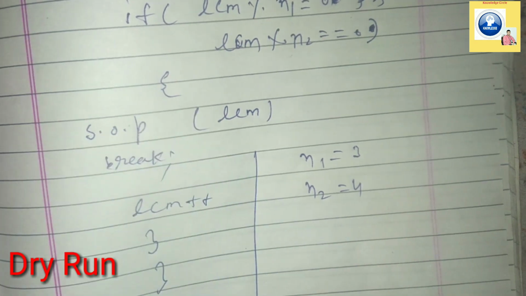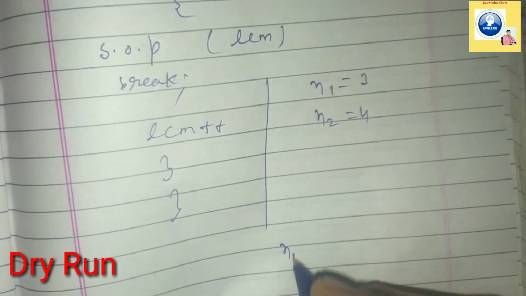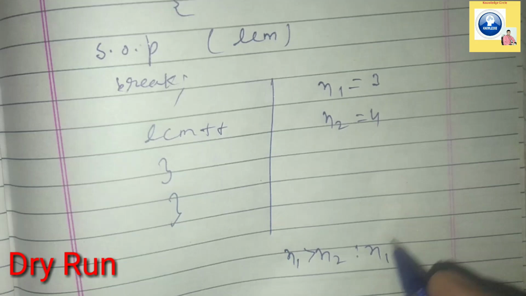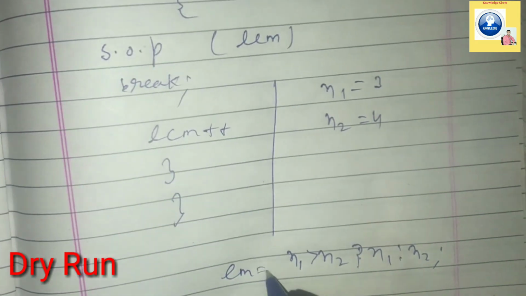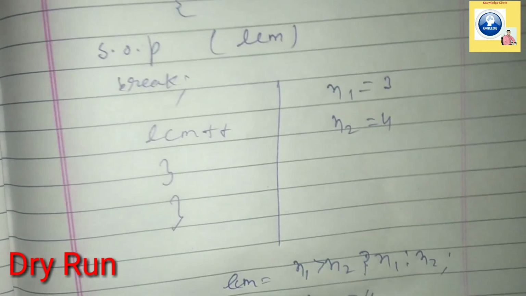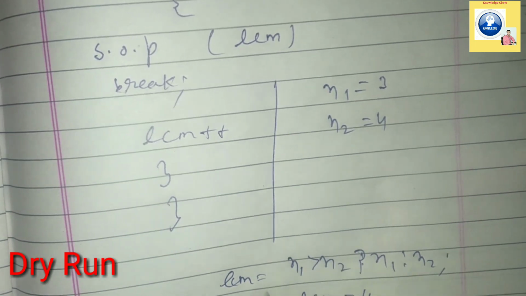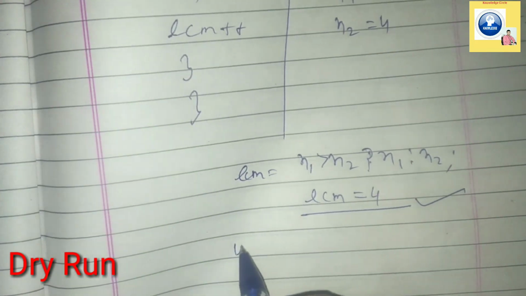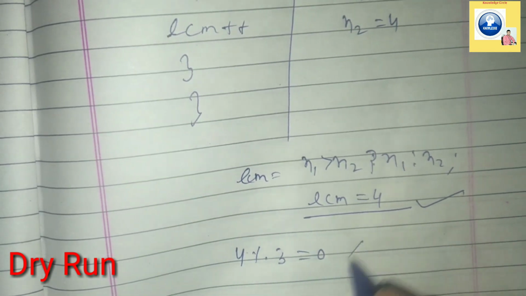Now let's see the condition before the loop: n1 greater than n2, question mark, then n1, and otherwise n2, and we store the result in LCM. So what will be LCM here? LCM will be 4. As per this condition, the greater value is the second value, so n2 will be stored in LCM and it will be 4. Now let's do the if work. If 4 modulo 3 is equal to 0, no, it's false.